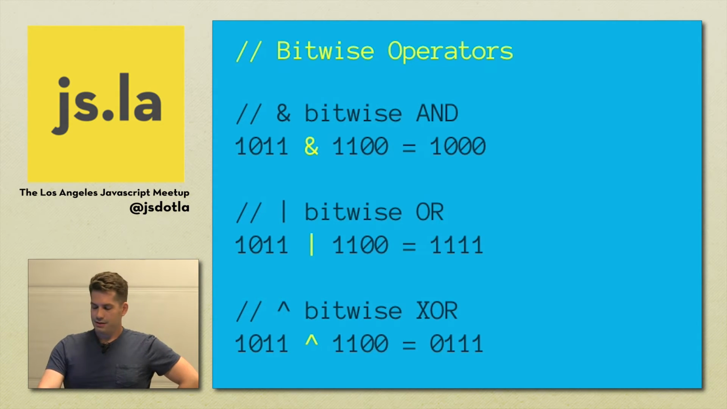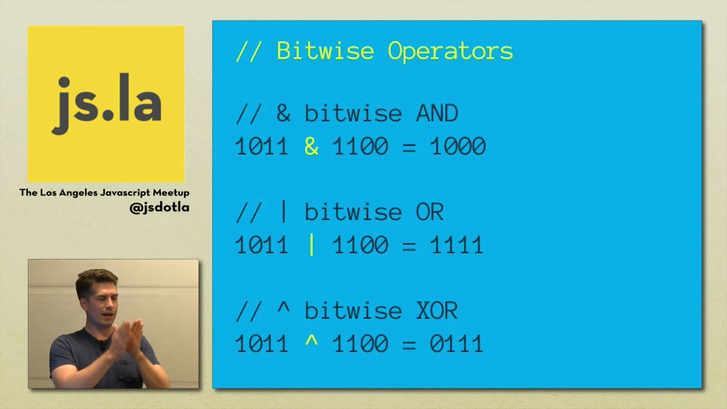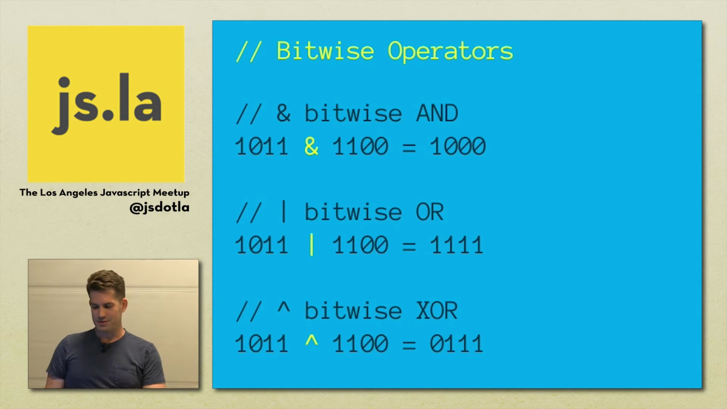So AND finds everything that is, if it looks at every single number, 0 or 1, and decides if in both numbers it's a 1. If both numbers it's a 1, it outputs a 1. If not both numbers is a 1, it outputs a 0.